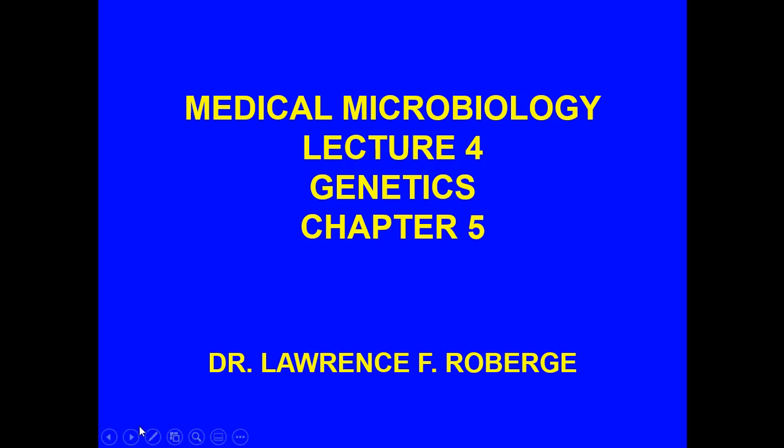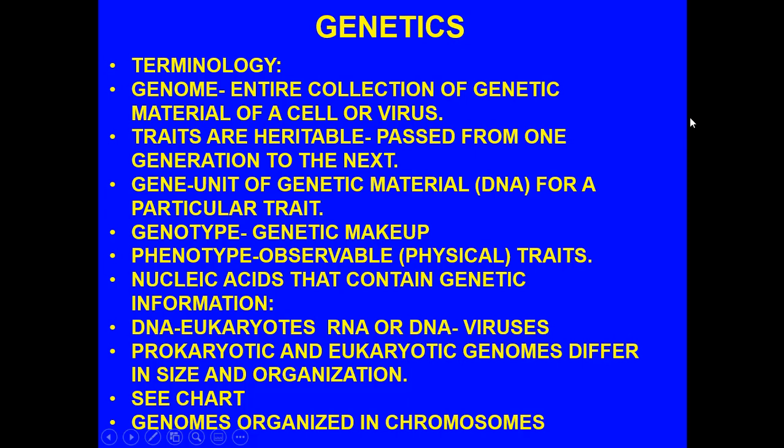Now, as we move through this, we're going to have some terms that I want you to be familiarized with. First off, when I talk about the genome, that is the entire collection of genetic material of a cell or virus. Traits are heritable. They're passed on from one generation to the next. Gene is a unit of genetic material, coded usually on the DNA, for a particular trait. A genotype is the genetic makeup of an organism, whereas a phenotype is the observable physical traits.